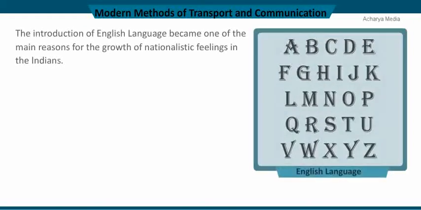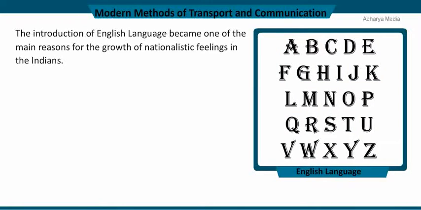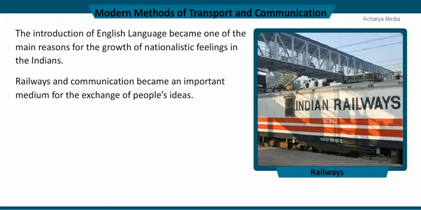Modern methods of transport and communication. The main causes for the growth of nationalistic feelings in India and the need for freedom were the introduction of English education and the common exploitation of all classes by the English. Development of railways and communication network brought about better connectivity among people, due to which exchange of ideas became easier.